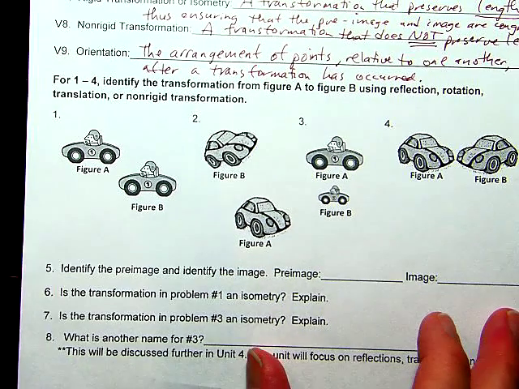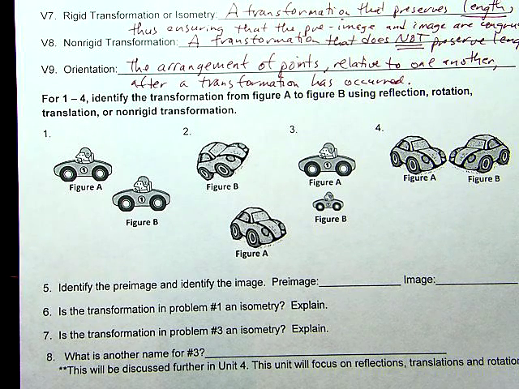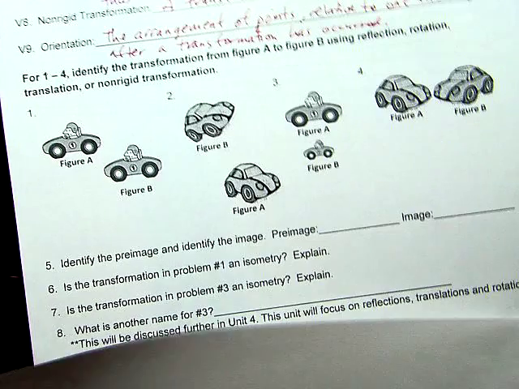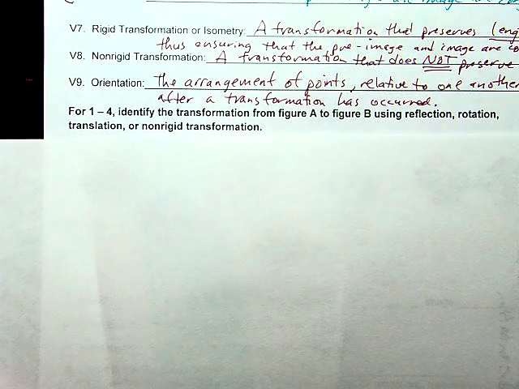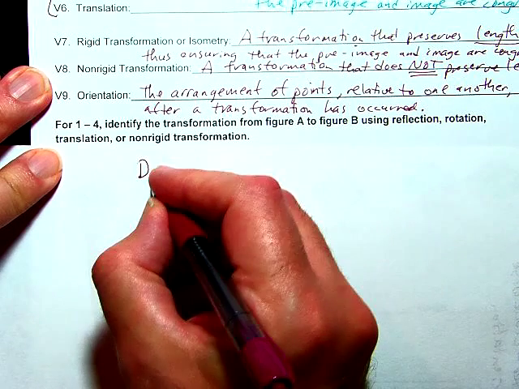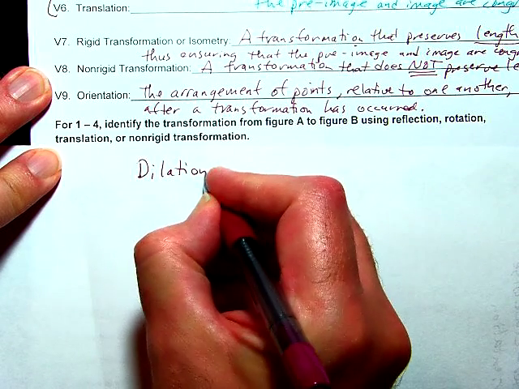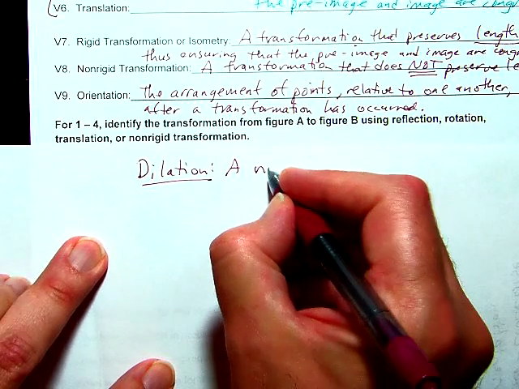So let's take a look. Oh, I did want to introduce one other definition for you, which we're going to need in this next example. It's not on your notes, but I want you to add it to your notebook. And it is the definition of dilation. Okay, so dilation, before we get to these problems, dilation. And a dilation is a non-rigid transformation.